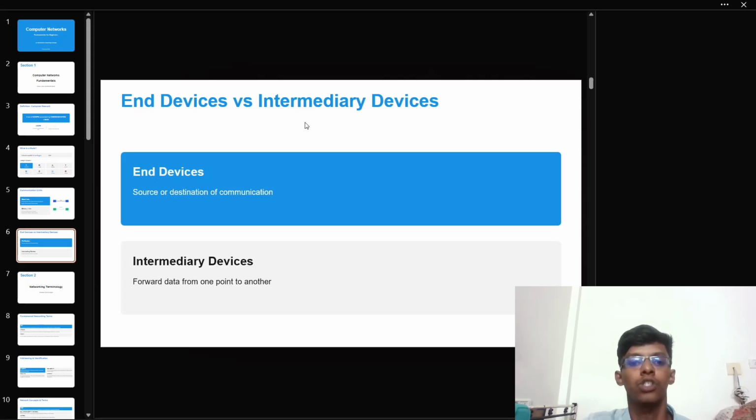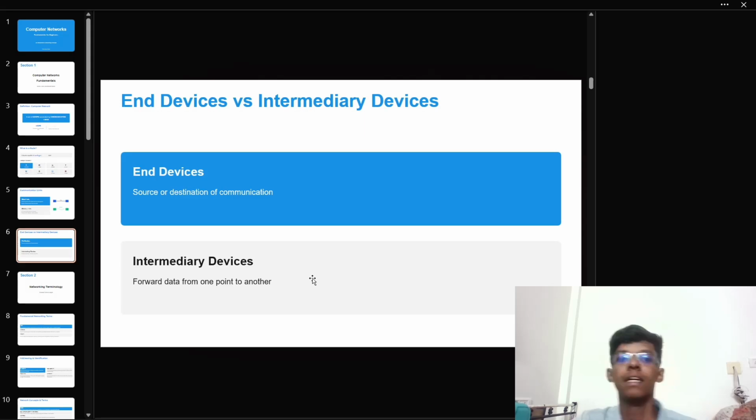Intermediary devices forward data from one point to another. They are like traffic cops or postal workers. They don't create data, and they don't consume data. They just help it reach its destination. For example, we have routers, switches, hubs, bridges. These are all intermediary devices. You don't directly use them, but without them, your data couldn't travel across networks.